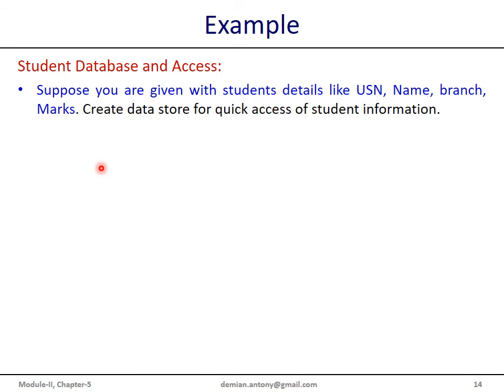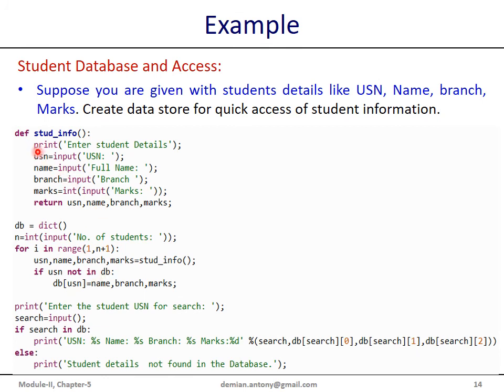Let us see the solution. Here is the Python solution. We have a function to read a student information: USN, then student full name, a branch, and the marks of type integer. And this function will return a tuple having USN, name, branch, and marks. And here is the main segment.